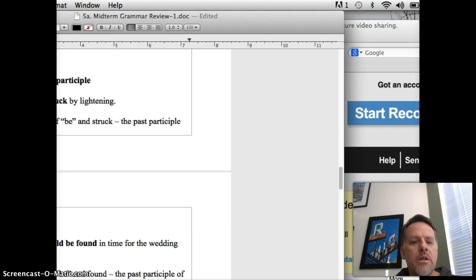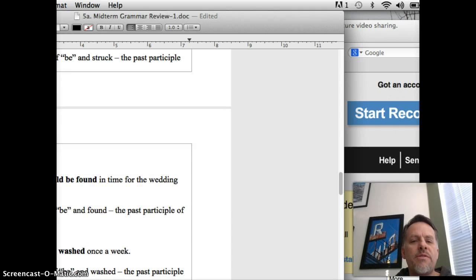Okay, number 2 here is the lost ring could be found in time for the wedding ceremony. This is past possibility. It's a modal plus a passive. So we have the modal could, obviously, plus be plus the past participle. In other words, we're hoping that the lost ring will be found in time for the wedding by somebody. It doesn't matter to us who finds the ring. We only care about it being found.